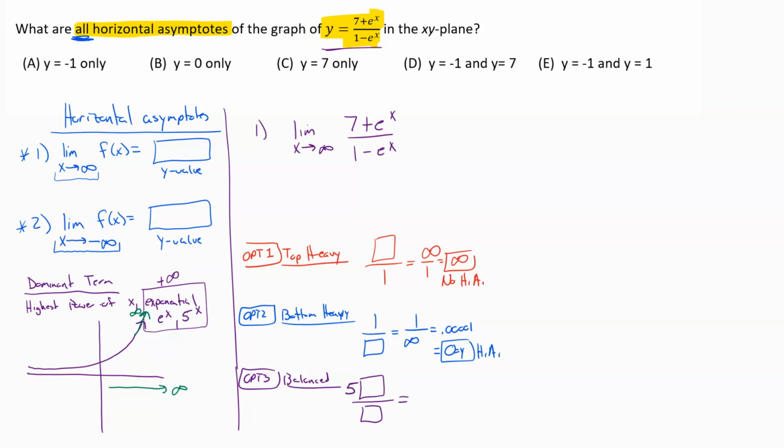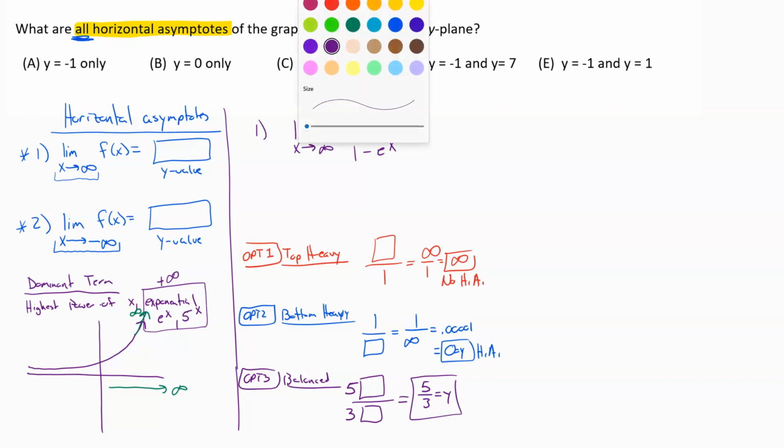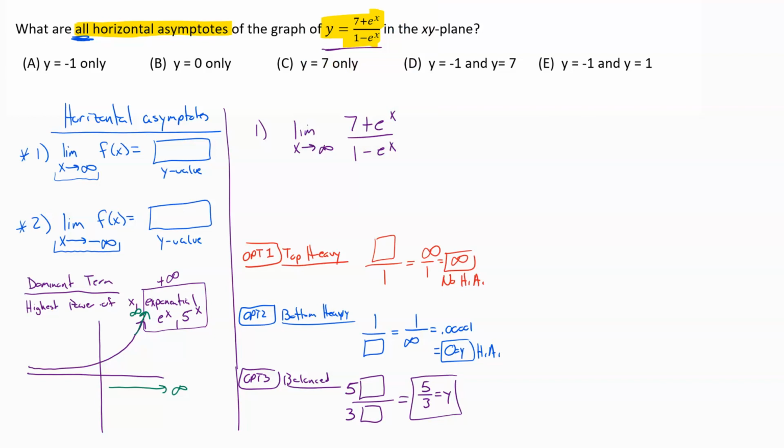So if you add 5 times this and 3 times that, the coefficients end up being your answer as you go through this. And so when you do these problems, you just have to be careful about which direction you're heading, and then you need to know whether it's top, bottom, or balanced. In this problem, we are looking at x heading to infinity.